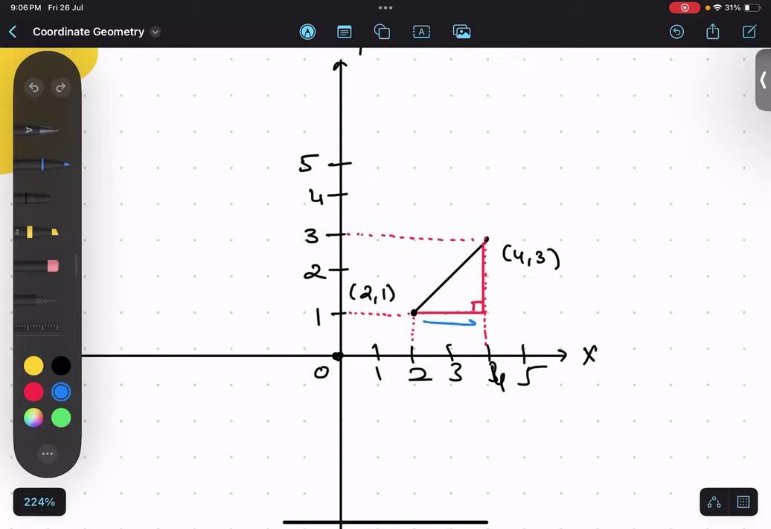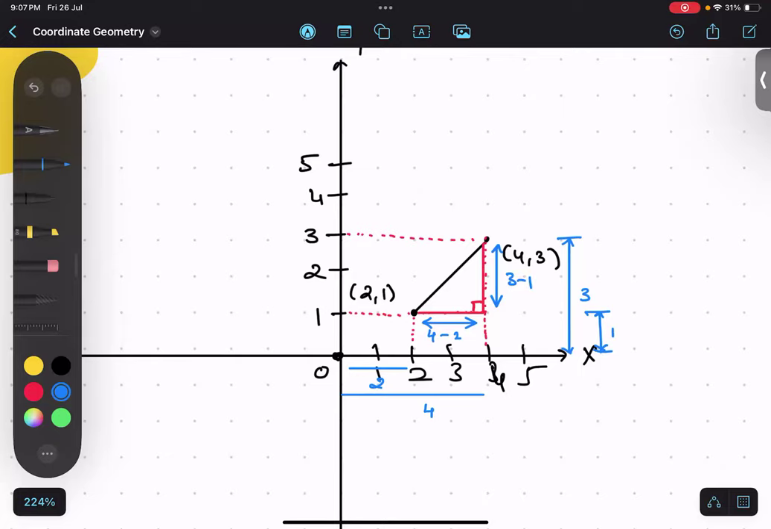Understood? 4 minus 2. Very good. Why 4 minus 2? Because we always start from 0. This distance is 4, and this distance is 2, so it is going to be 4 minus 2. And what is going to be the y distance? This distance is 3 and this distance is 1. So this is 3 minus 1.